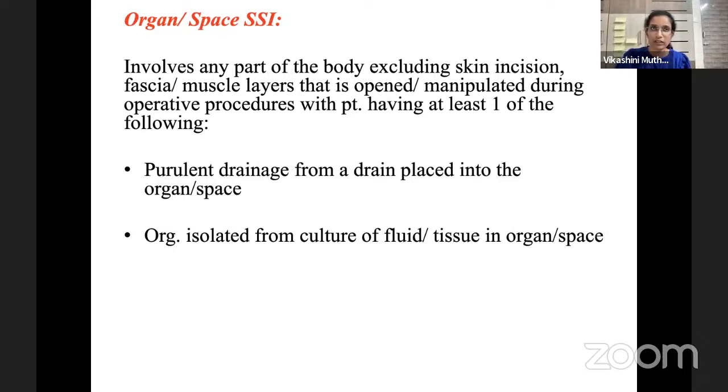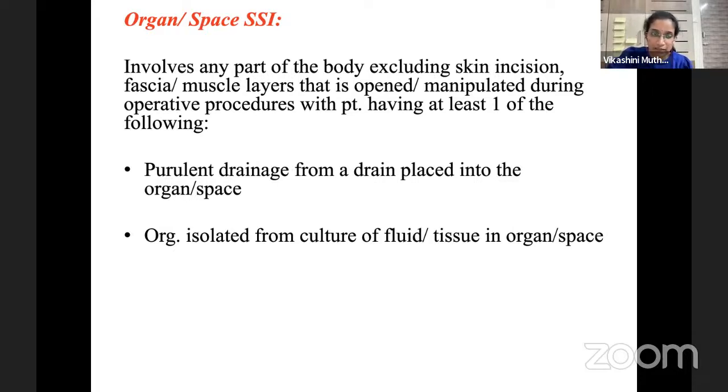Say for perforation, you would have kept the drain in the hepatorenal pouch. So there can be pus coming from the drain, which means that the space, the hepatorenal pouch, has been infected or had not been cleaned enough during the surgery. The wash was not given enough during the surgery. Some reason might be there. So if there is pus in the drain placed in the organ or space, then that is one criteria.